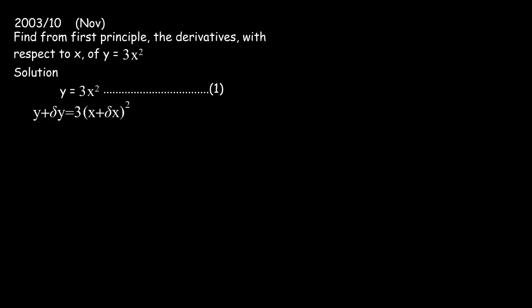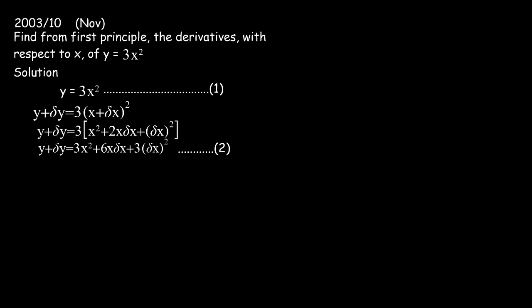So simplifying by expanding s plus delta s squared, y plus delta y equals 3 in bracket s squared plus 2s delta s plus delta s squared. We are still going to simplify further to remove the bracket. y plus delta y will therefore equal 3 times s squared, 3 times 2s delta s which is 6s delta s, and 3 times delta s squared which is 3 delta s squared. So our expression will be y plus delta y equals 3s squared plus 6s delta s plus 3 delta s in bracket squared. This will be our equation 2.